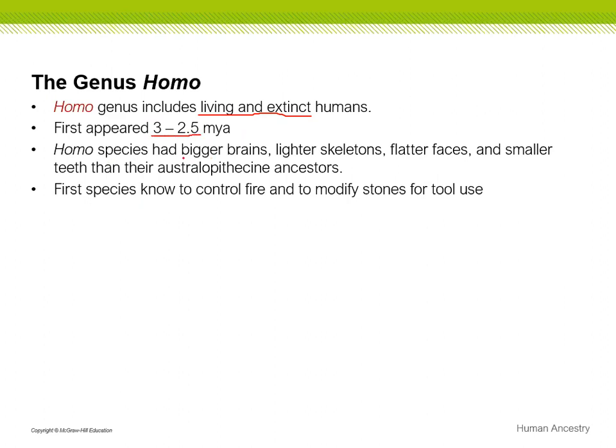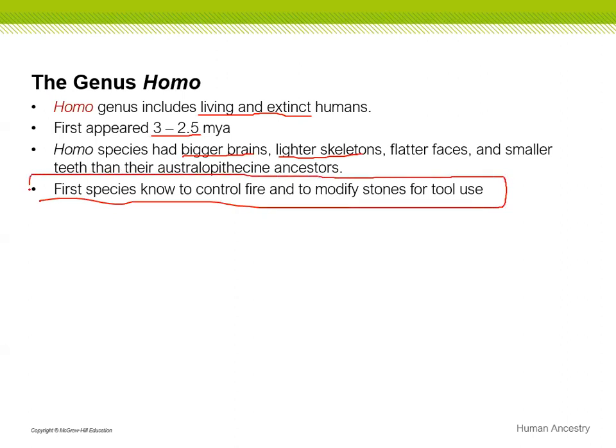These species had bigger brains. That's a common feature of primates and hominins. Lighter skeletons, flatter faces, smaller teeth, etc. But we are the first species to know how to control fire and to modify stone tools. But we are not the only species to use tools.